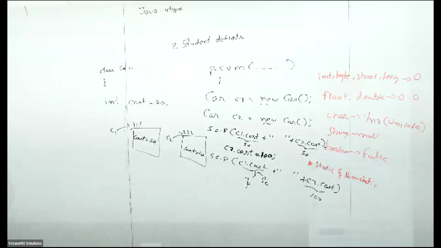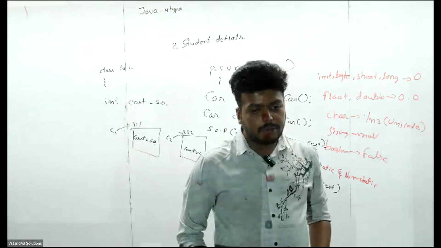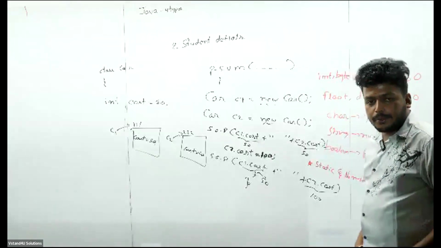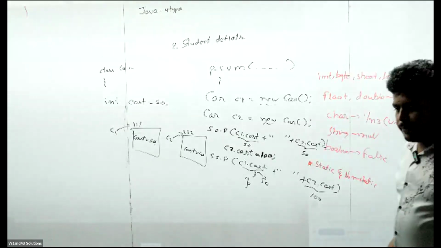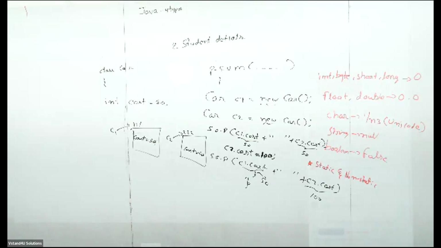Yeah, write the code and show me the output. I can call anybody. You have to come here and explain the code, execute the code, write the code, and explain. I can call anybody. Explain once again, sir.